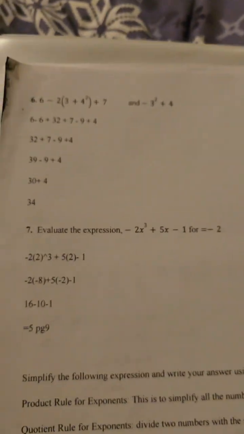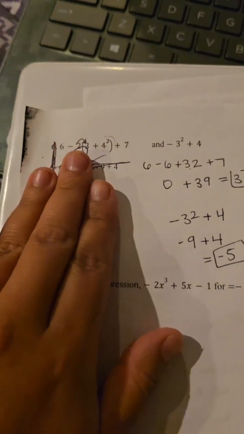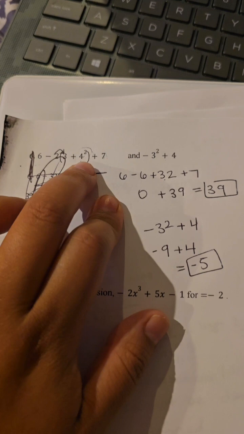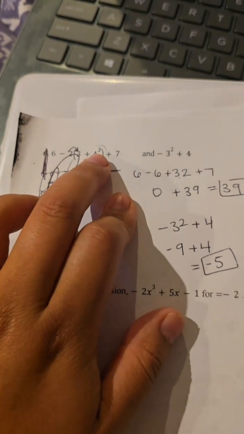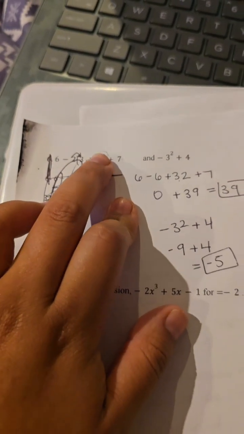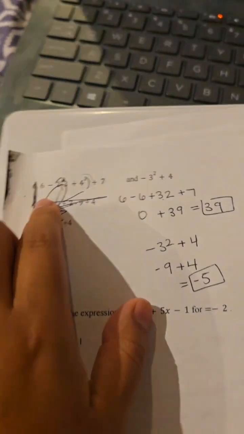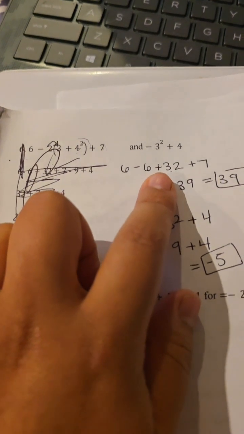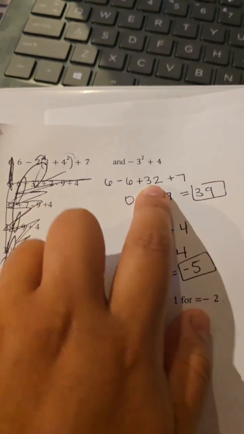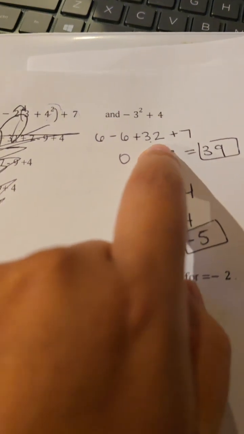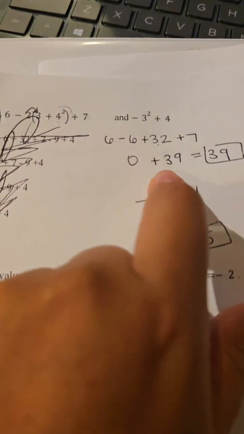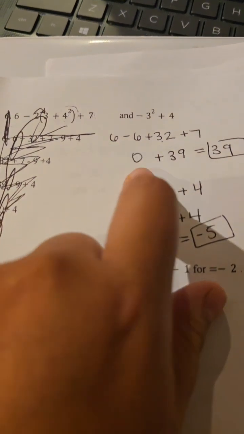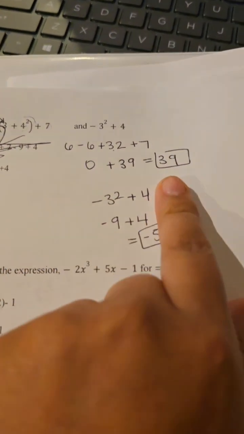Okay, so with our next one, for 6, I scribbled a little bit, but we're going to be working with our parentheses first. So we're going to do our exponent first. So 4 to the power of 2 would equal 32. And then 2 times 6 would equal 6, correct? And then we would put everything together. We're going to do adding first. So 32 plus 7 would equal 39. 6 minus 6 would equal 0. So this would equal 39.